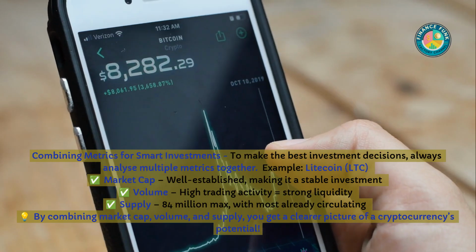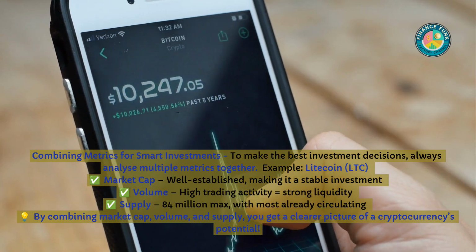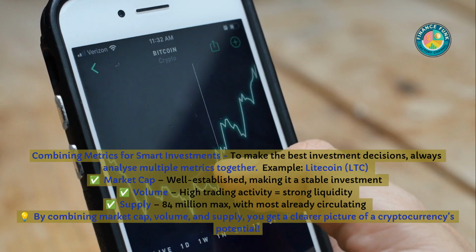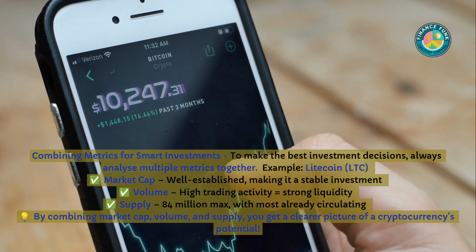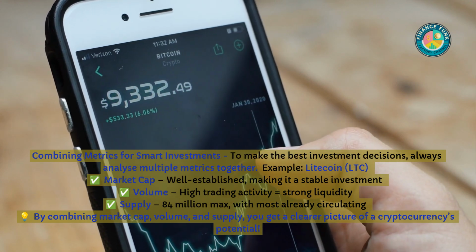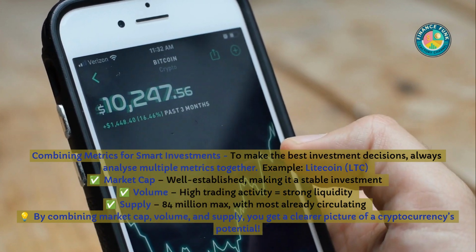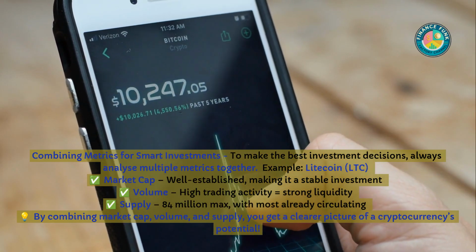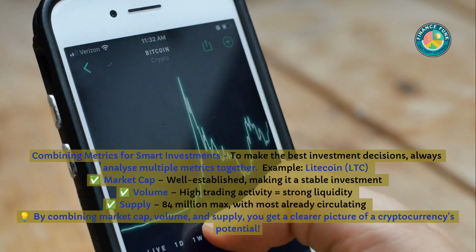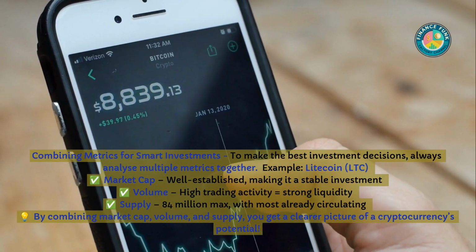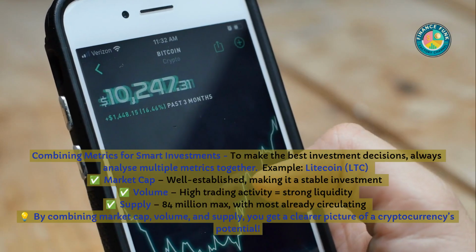Combining metrics for smart investments. To make the best investment decisions, always analyze multiple metrics together. Example: Litecoin, LTC. Market cap: well established, making it a stable investment. Volume: high trading activity, meaning strong liquidity. Supply: 84 million max, with most already circulating. By combining market cap, volume, and supply, you get a clearer picture of a cryptocurrency's potential.